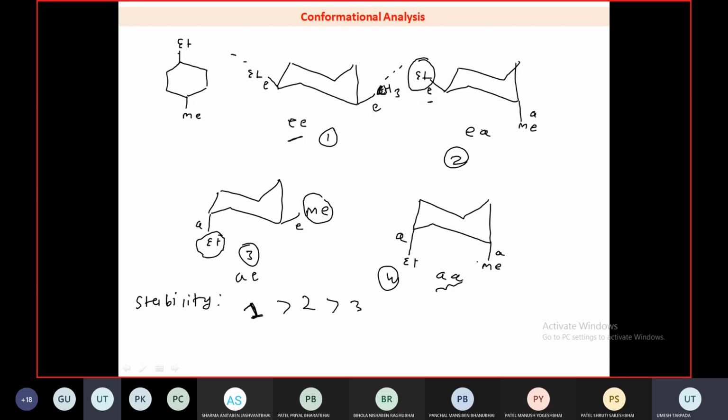And in the case of the fourth, both groups are at axial. So you can have a 1,3 diaxial interaction of these two groups. So it is the least stable. In this way, you can decide the stability.